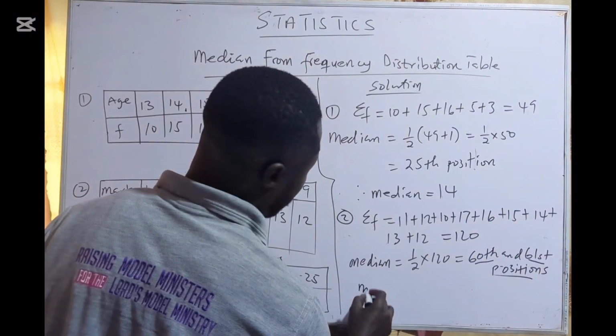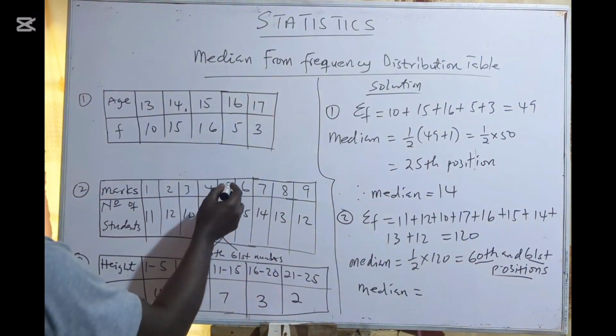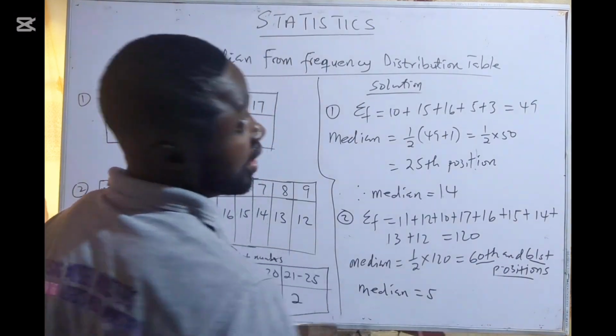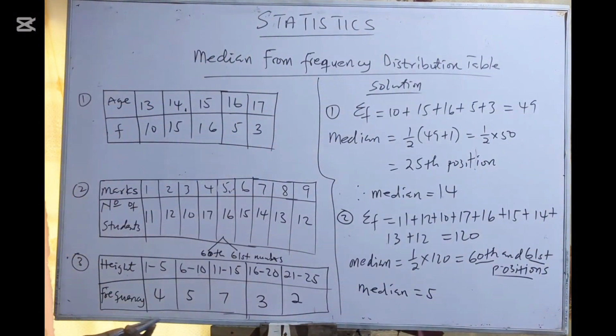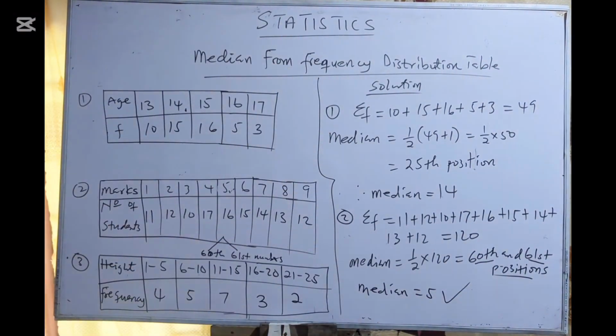So for our median, there will be two numbers, and if both fall at the number 5, our median is 5. Or you can say 5 plus 5, 10 over 2, it will still give you the same answer, 5. So our median is 5.